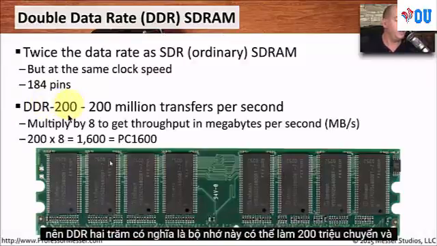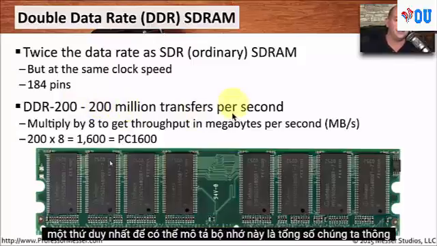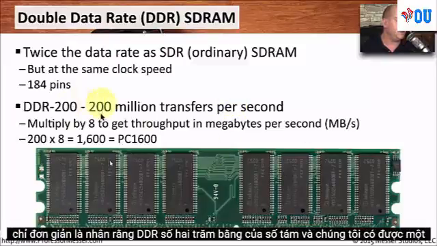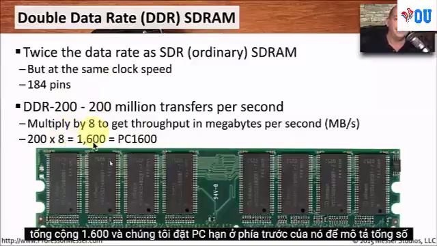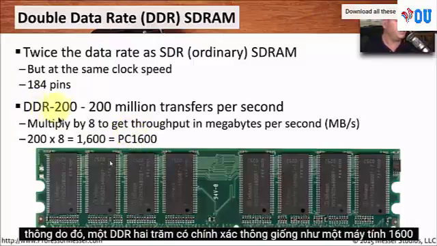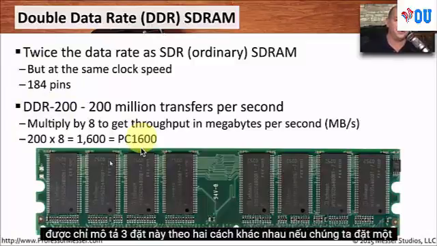So DDR 200 means that this memory can do 200 million transfers in a single second. To be able to describe this memory as total throughput, we simply multiply that DDR number 200 by the number 8, and we get a total of 1600, and we put the term PC in front of it to describe the total throughput. So a DDR 200 has exactly the same throughput as a PC 1600. We're just describing this throughput in two different ways.